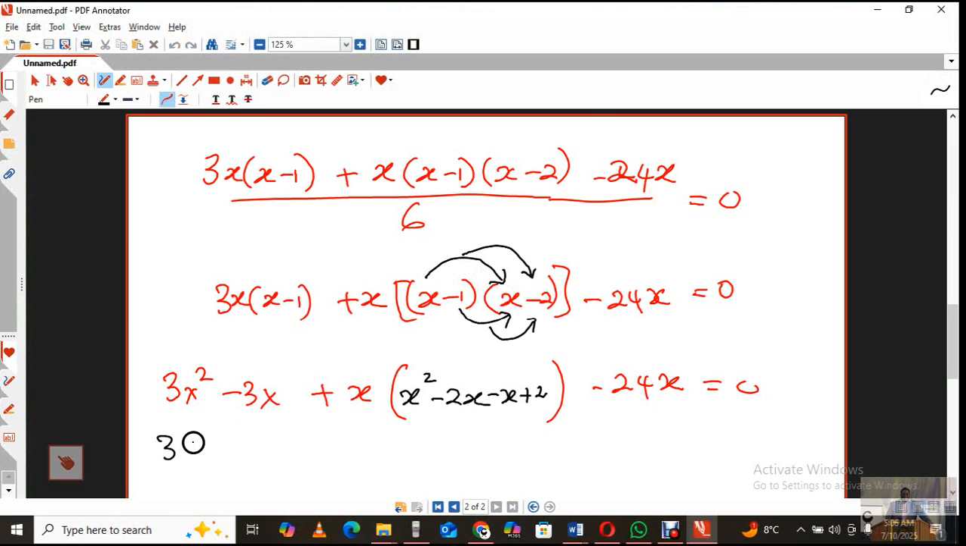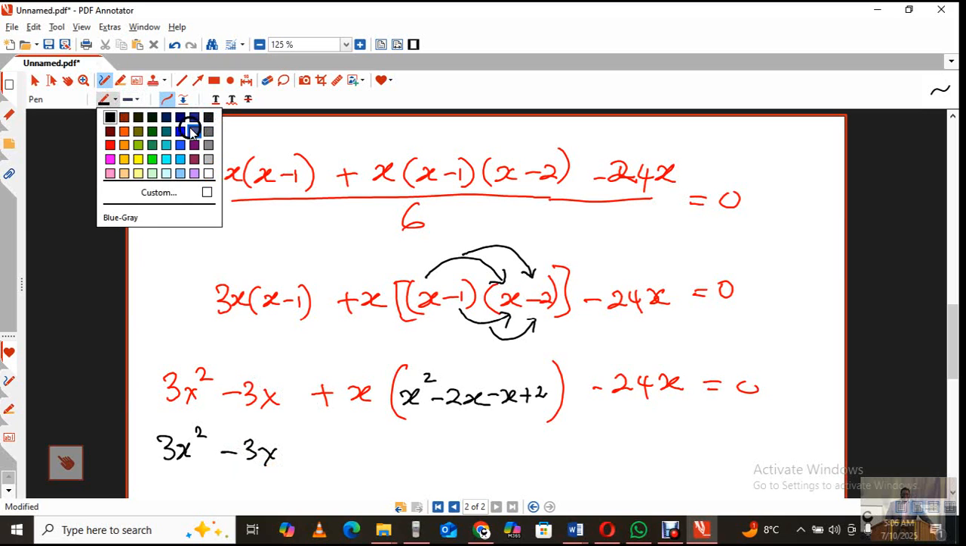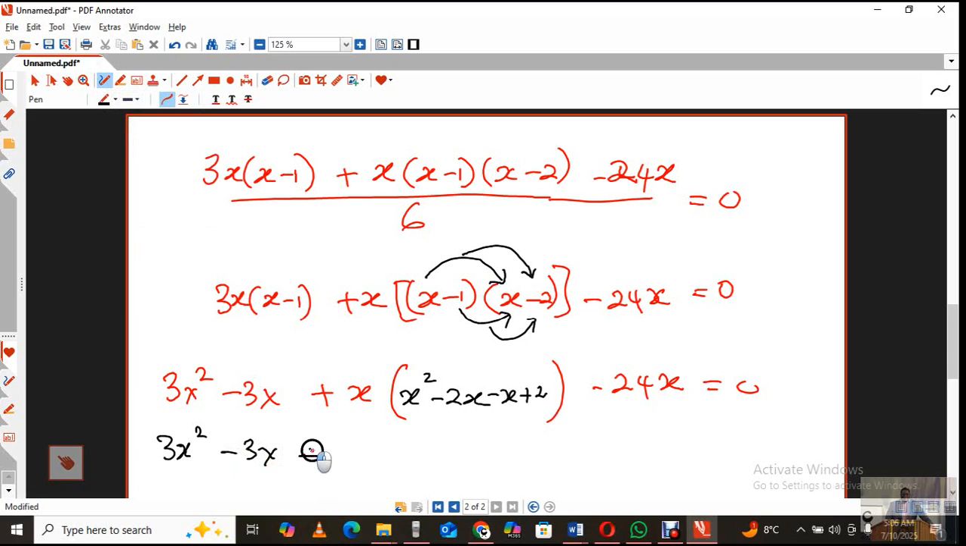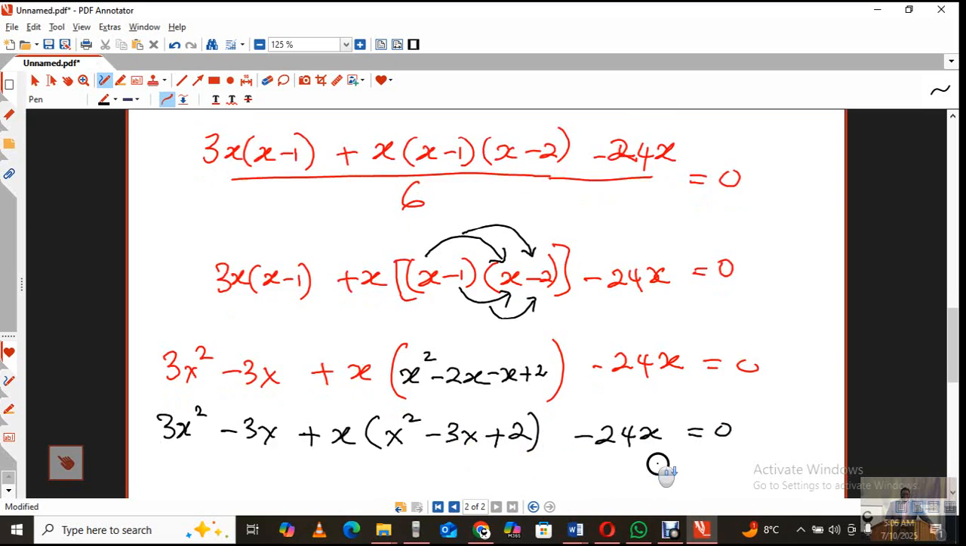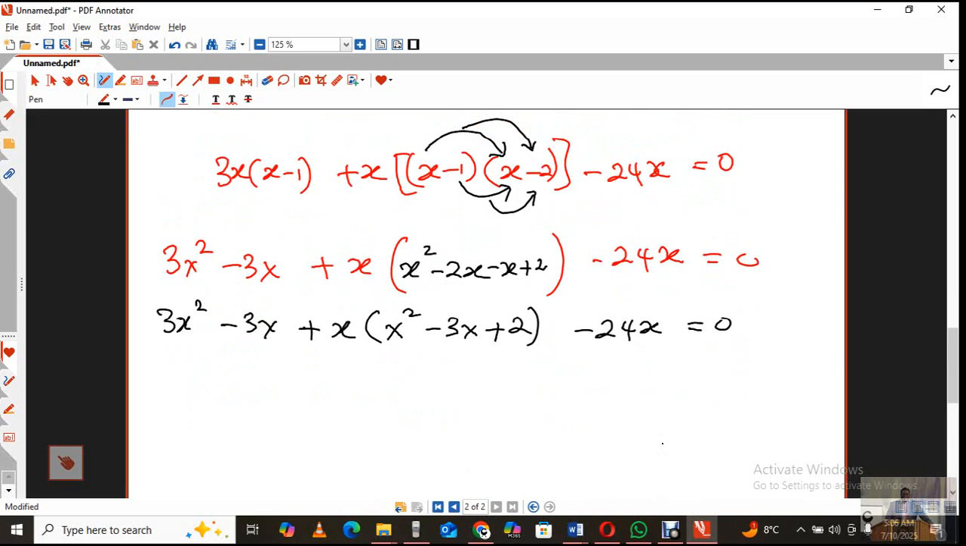Of course, I have got 3x squared minus 3x. Here, maybe I should first just clean up what I have inside the bracket. I have got x squared minus 3x for like terms, plus 2 minus 24x, of course. Now, I will multiply throughout by that x there.